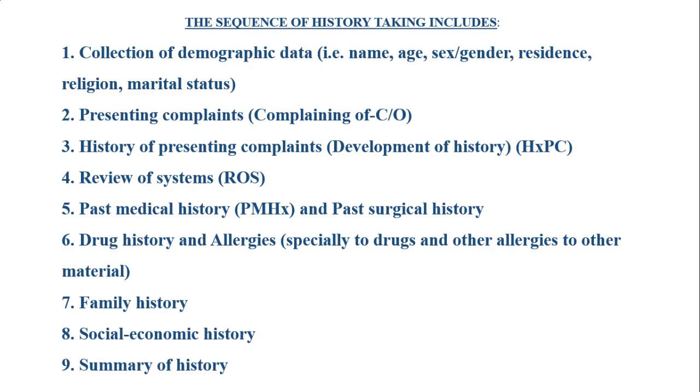So as we go on, you see that when taking history, there's a part where we divide the history according to the body system, the central nervous system, the cardiovascular system, and then we'll progress to taking past medical history and the past surgical history. Then we'll ask if they're taking any drugs, any allergies. Then we'll progress to family history, then social history, and then we'll summarize everything.